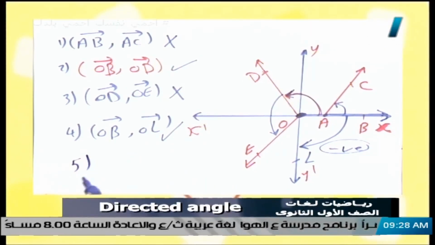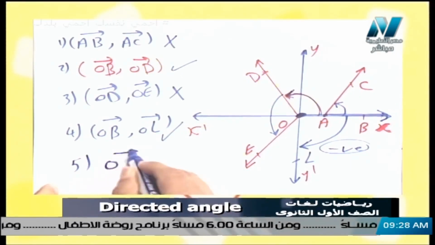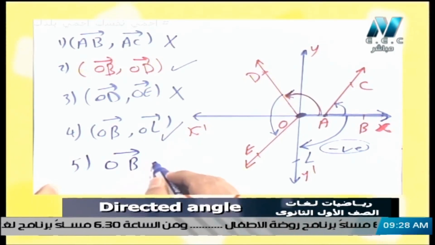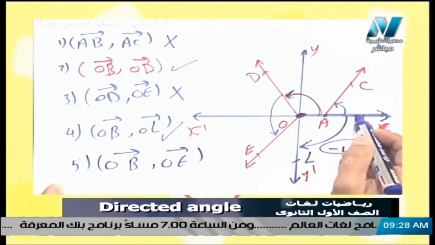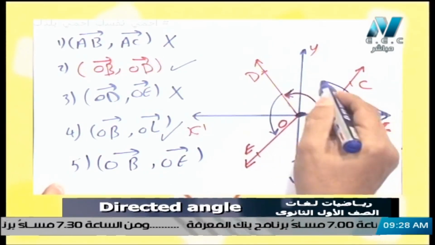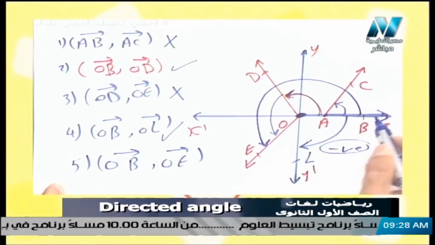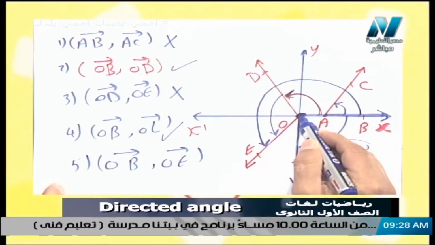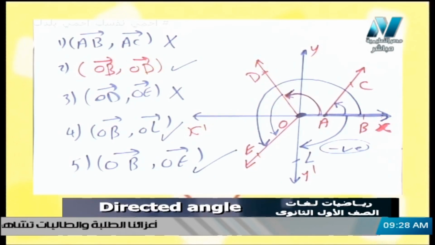Okay, another angle, the last one, OB and OE. Look carefully at this angle. The initial side is the positive direction of the x-axis, and the vertex of the angle is the origin point, so it is in the standard position. Okay, it's very important to practice on this. Many exams include this exercise.